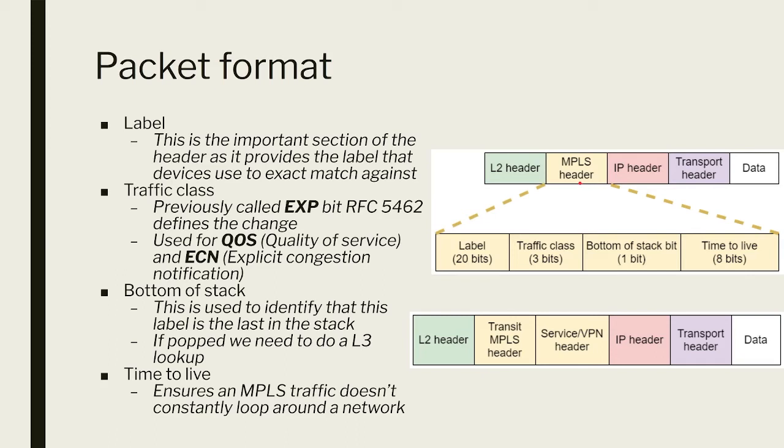Now, getting into the specifics of this MPLS header, we have a few fields, 4 of them to be precise. And some of them have changed over time. So for example, the traffic class field, that has changed reasonably recently, and it was previously coined as an experimental bit or bits. Now it's officially been labeled as a quality of service and explicit congestion notification field.